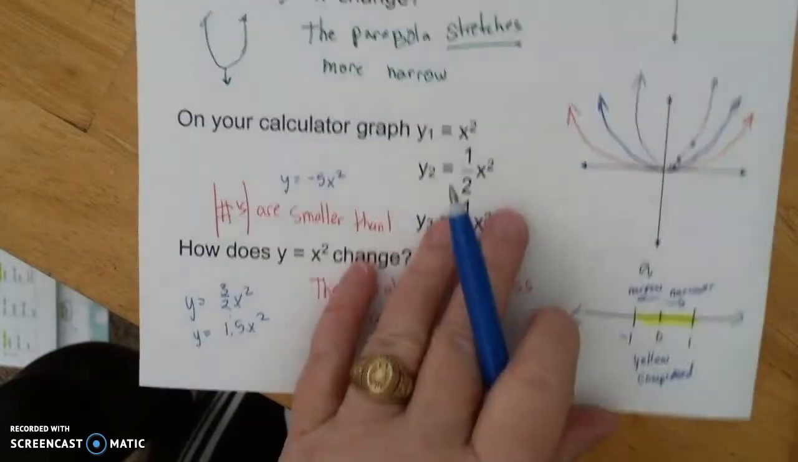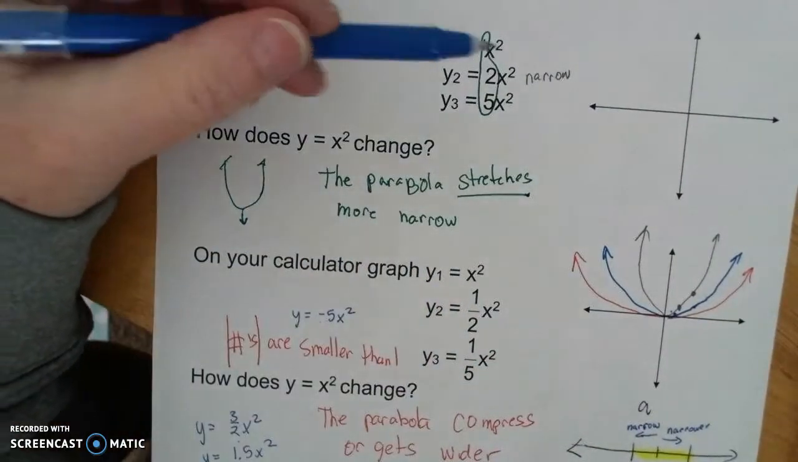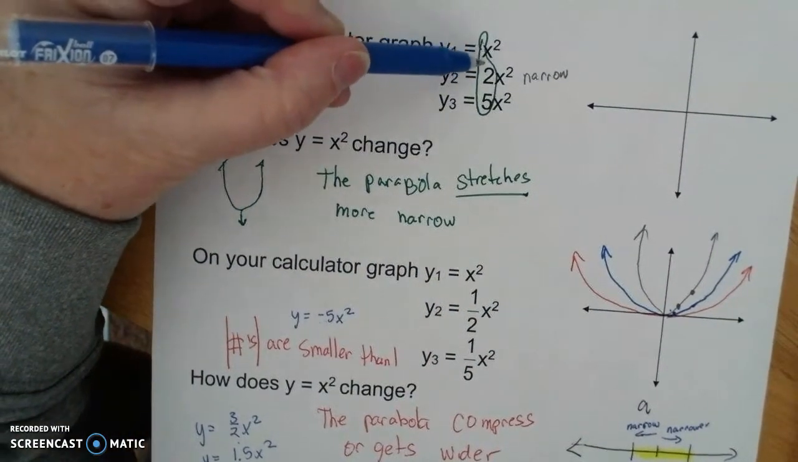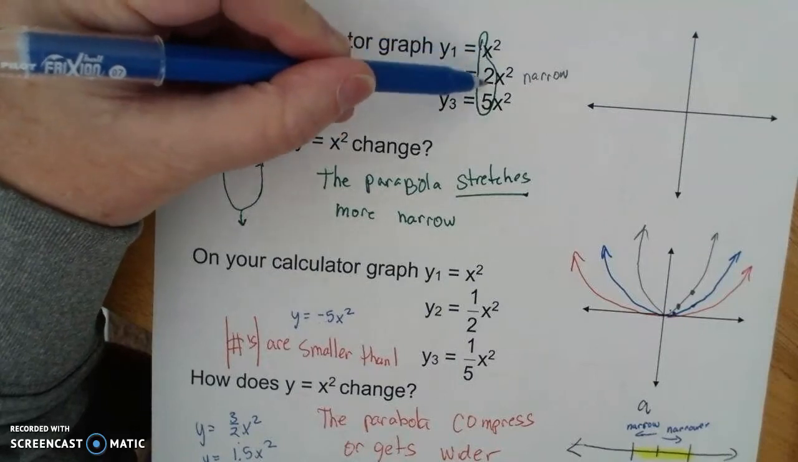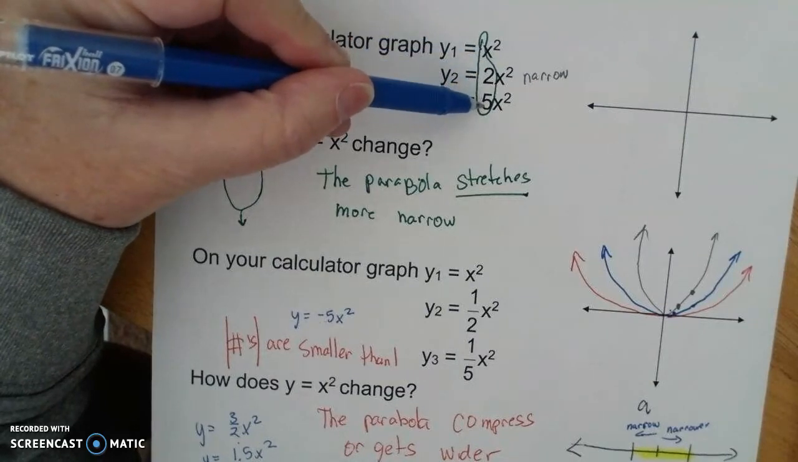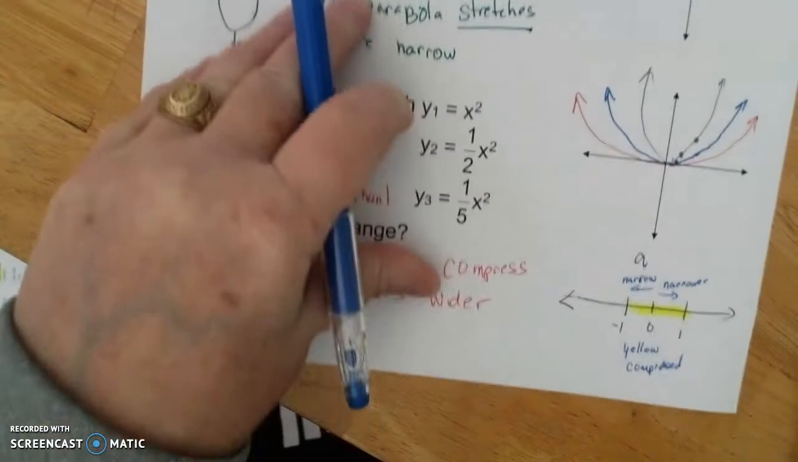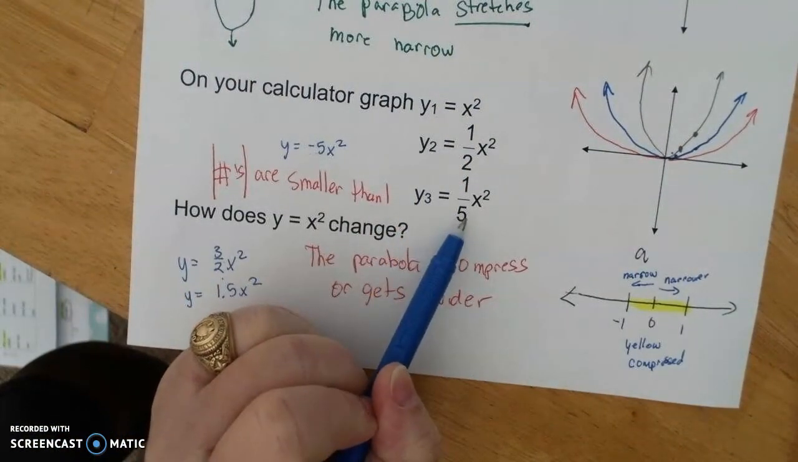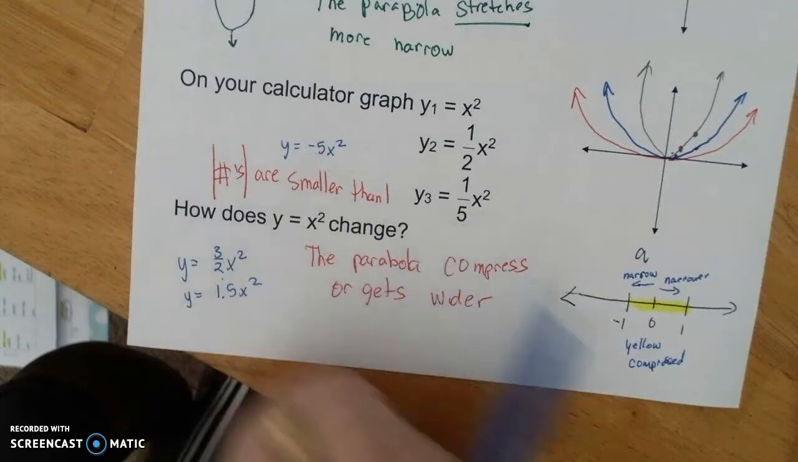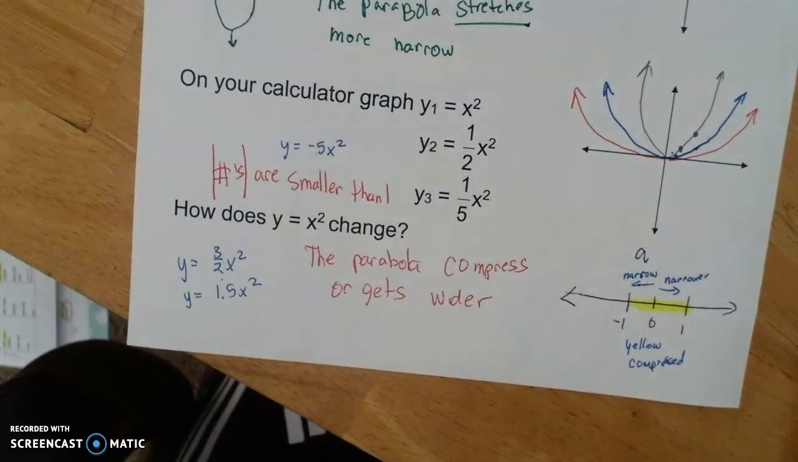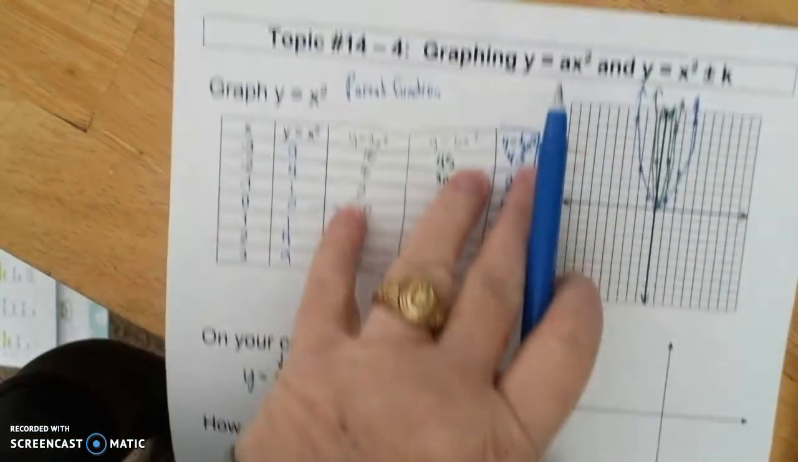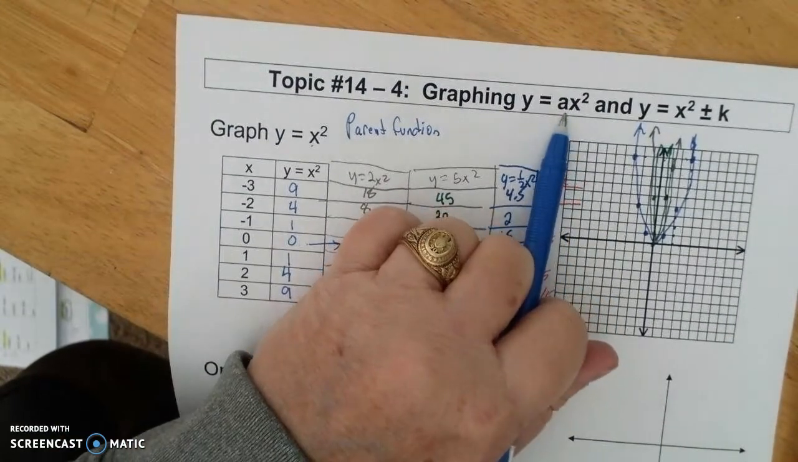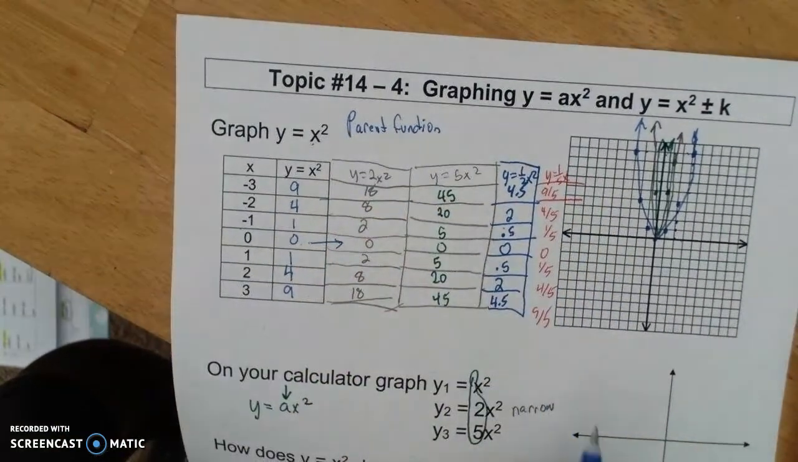So, basic information is the higher the number in front of the x squared, the narrower it is. The fractions with the higher denominators make it very wide. And that is how this a affects parameter changes of a quadratic equation.